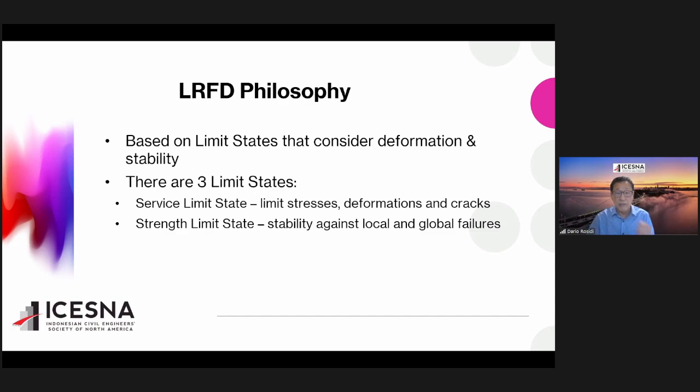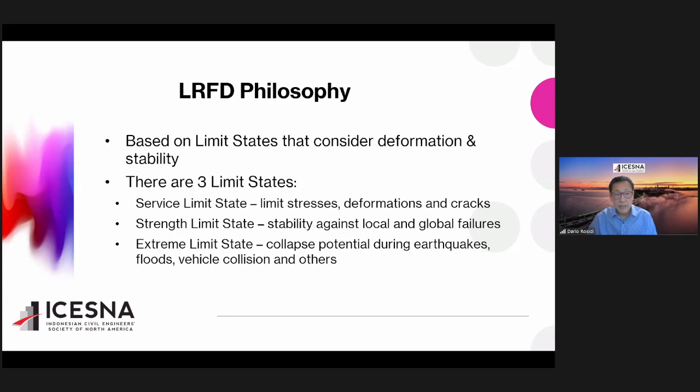The second one is the strength limit state. It is basically a design to ensure stability against local and global failure. That makes sure that the whole thing does not topple, slide, or collapse. And the third one is the extreme event limit state. Basically, you want to make sure that your bridge will not collapse during an earthquake, during flooding, when a truck hits your bridge, vehicle collision, and other unusual loading. So there are 3 limit states that we need to design our pile and our foundation for.